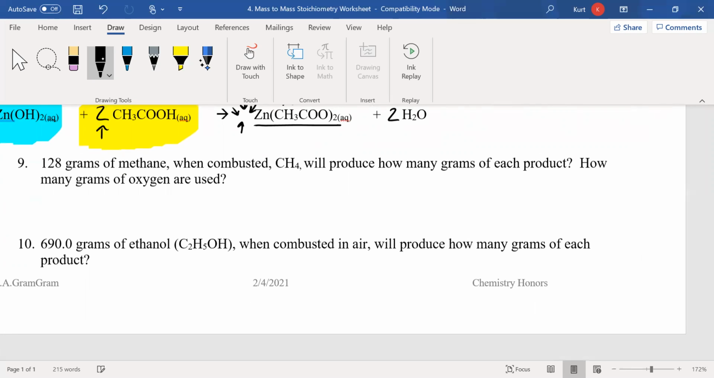128 grams of methane, CH4, when combusted, will produce how many grams of each product? Okay, this is a combustion reaction. CH4, what do you need to combust? O2. CO2, H2O. There's the unbalanced equation.